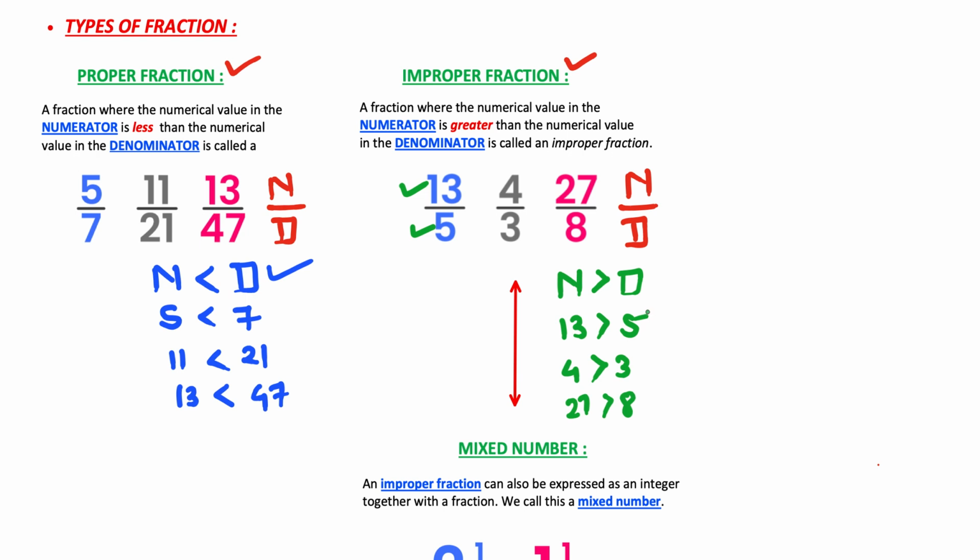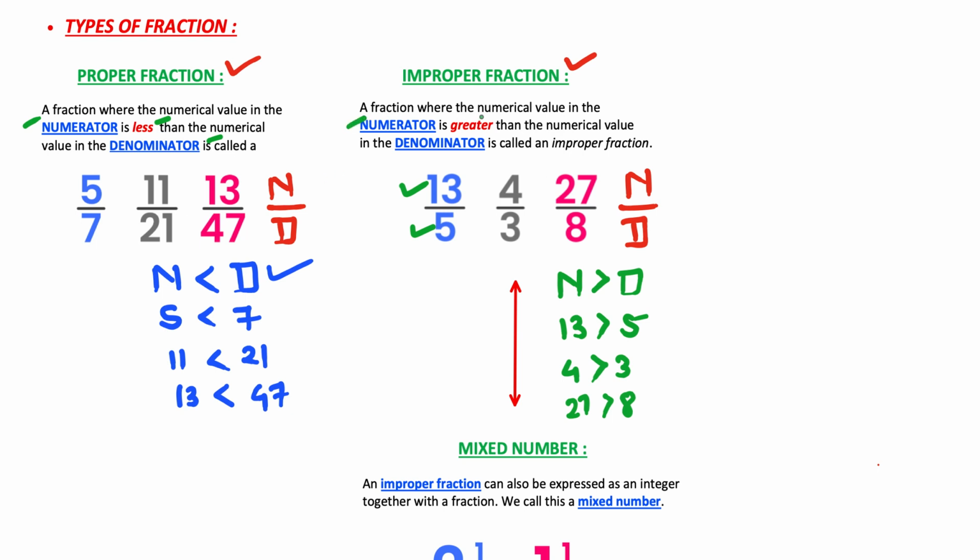So now I think the concept of proper fraction and improper fraction must be very clear to all my students: a proper fraction is where the numerators are lesser than the denominators. Those kinds of fractions are called proper fractions.